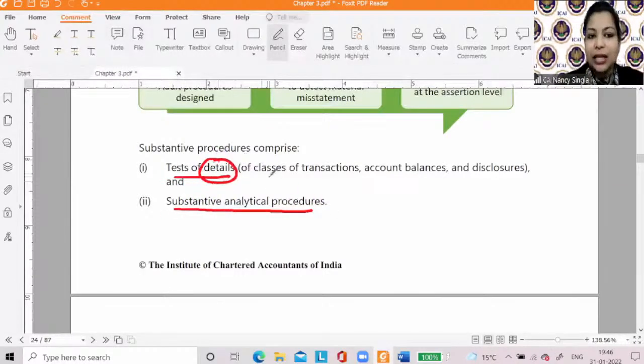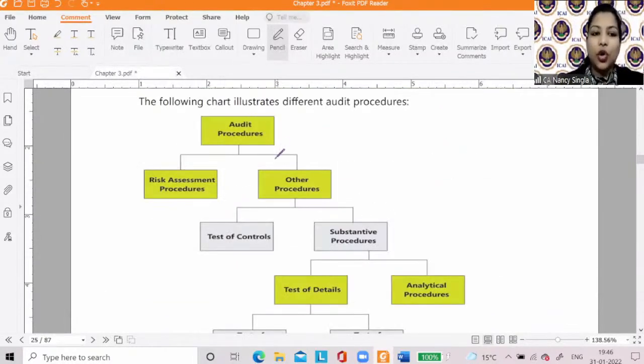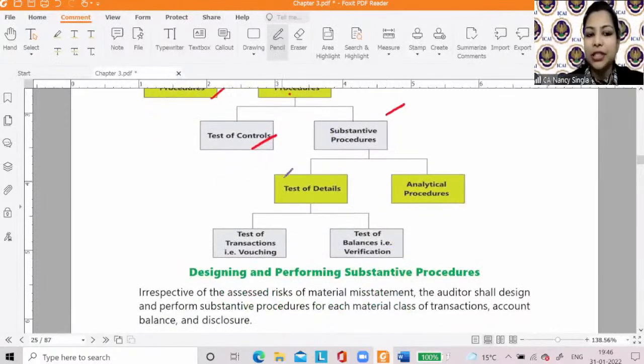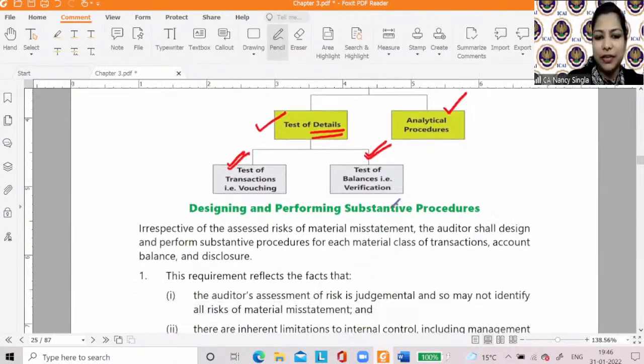See, what came under test of details? Classes of transactions, meaning whatever transactions have taken place during the year, account balances, whatever balances are appearing in the balance sheet, and the disclosures. So checking in detail each and every aspect of the financial statement is test of details, along with substantive analytical procedure. So in audit procedures, we saw risk assessment procedures and further audit procedures. Further audit procedures consist of test of controls and substantive procedures. Substantive procedures further consist of analytical procedures and test of details, and test of details further consists of test of transactions and test of balances, that is verification.